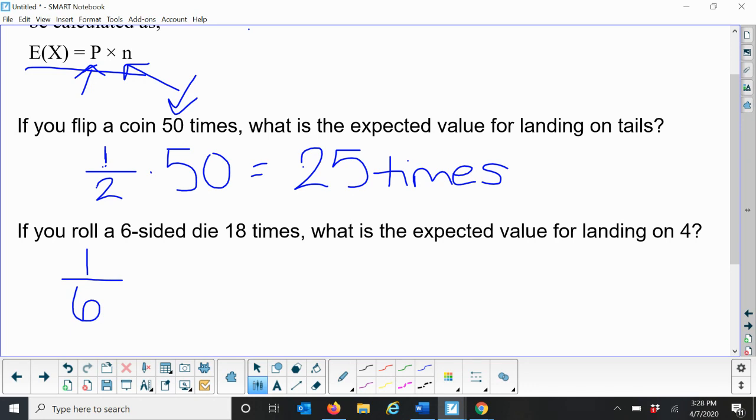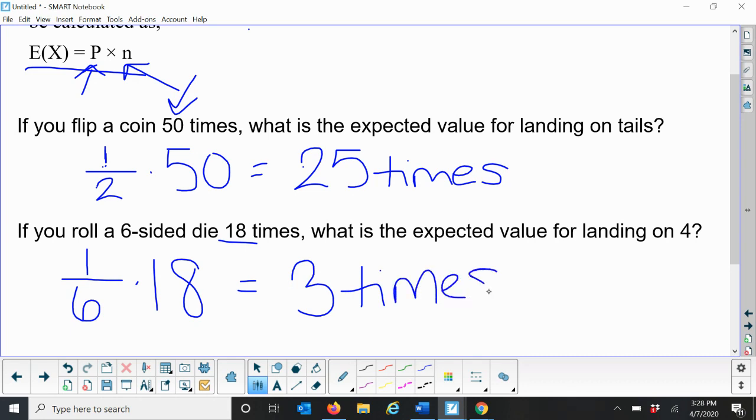And N, my number of times I perform this experiment, or in this case, how many times I rolled the die. Well, I rolled it a total of 18 times. And so 1/6 times 18 is going to be 3 times that we would expect our die to land on the number 4. Now again, expected value is a prediction. It doesn't mean that if we roll the die 18 times, this will happen every single time. It's just what we predict, what we think is going to happen.